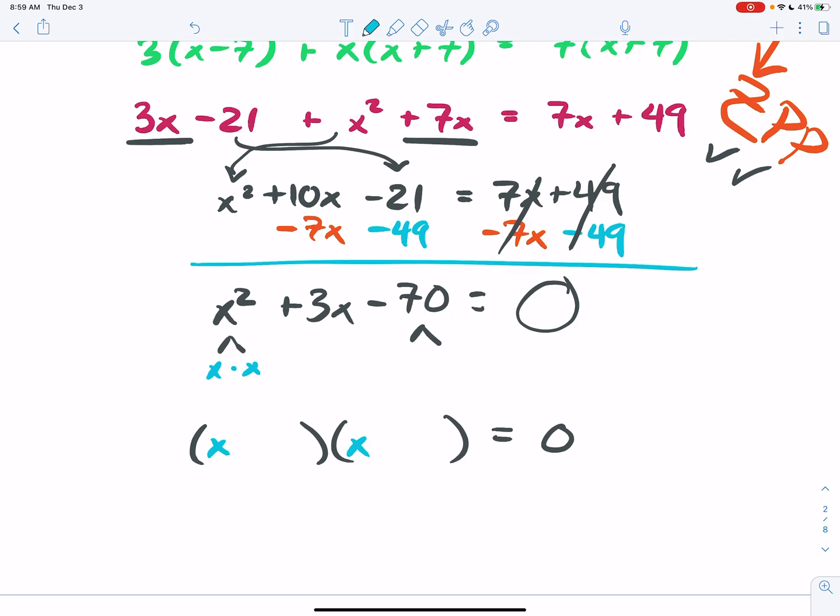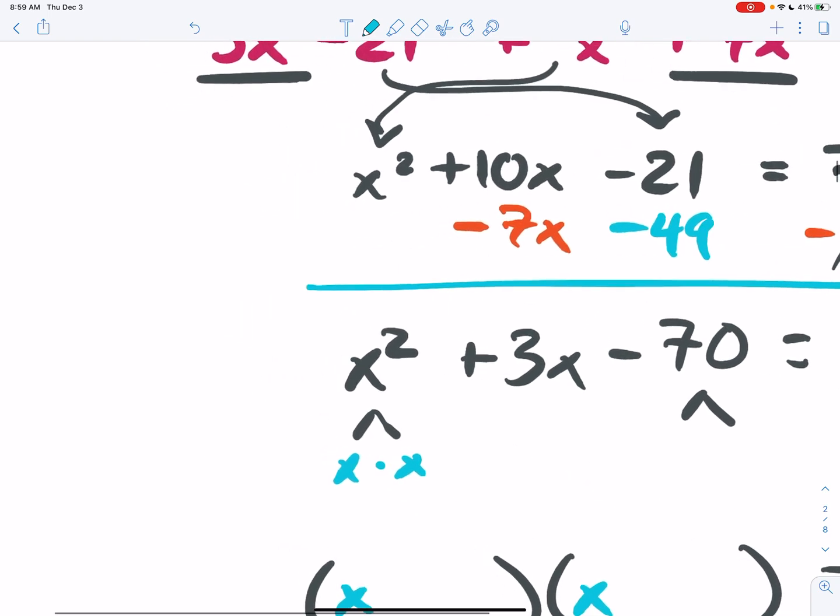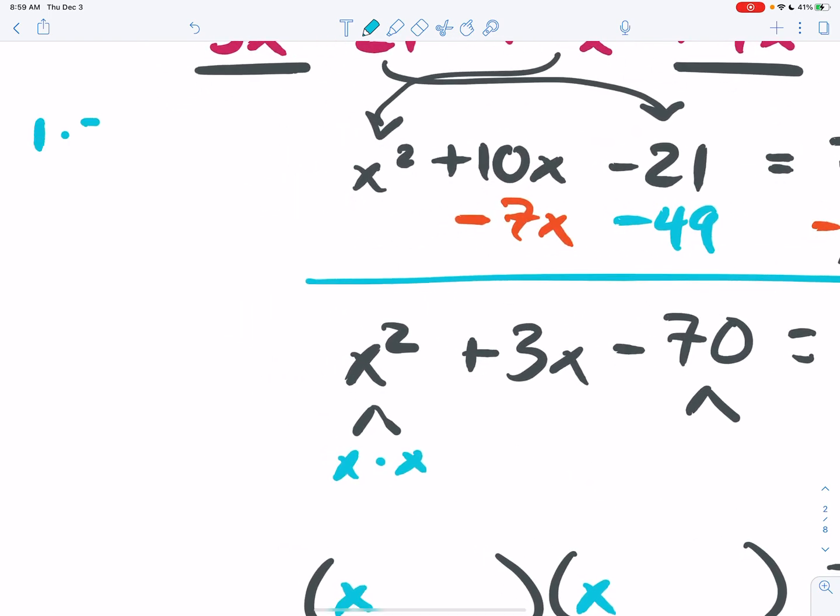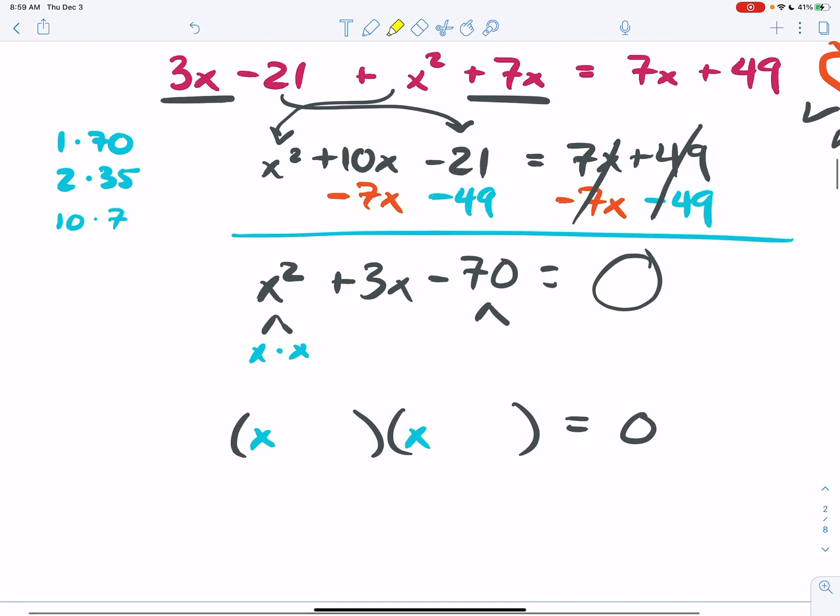Now here, 70, you could use a lot of combinations. For instance, I'll write it on the side here because we don't have room. We could do 1 times 70. We could do 2 times 35. We could do 10 times 7. Okay, there are a lot of combinations here, but remember, we're trying to get positive 3x. So what numbers do you think will get you that, okay? Okay, so I'm going to go ahead and use 10 and 7.